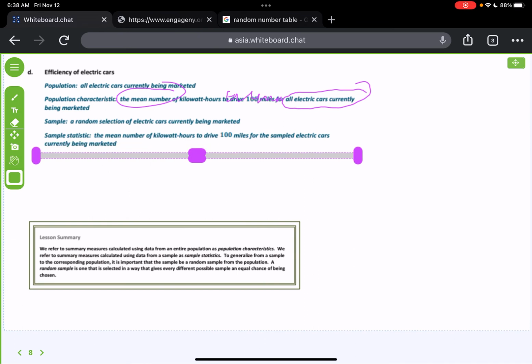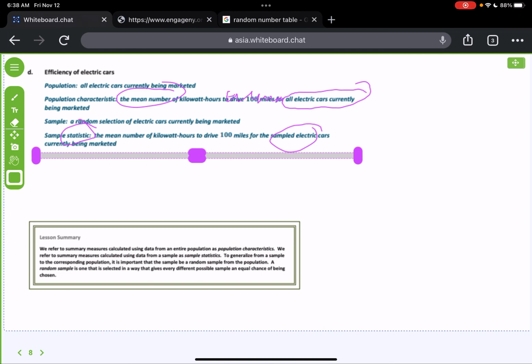All right, a random sample selection of cars currently being marketed. Say you're going to pull 2 from each brand, each manufacturer. You're not going to look at all of them. You're just going to pull the top 2, or maybe just any 2. You have to somehow randomly select those cars, and you pull a mean, which is a statistic, and it's a sample statistic because it's being pulled from a sample of electric cars being marketed.